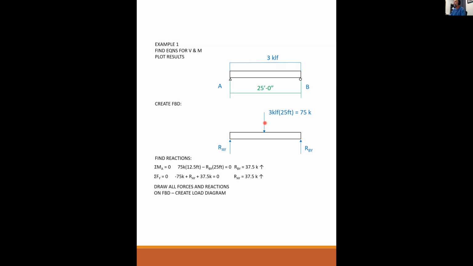So now we draw all the forces and reactions on a free body diagram, create a load diagram. So here is my free body diagram or load diagram. Again, as I said, the resultant is only good for finding your reactions. Go back to the real loading at this step here.